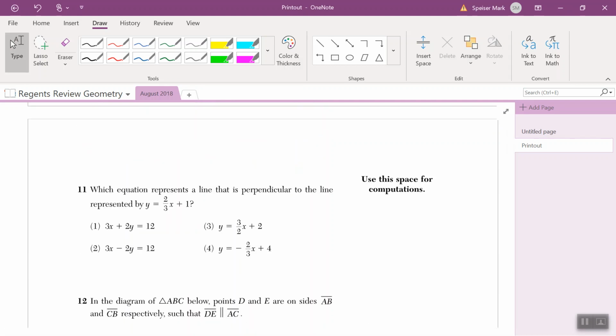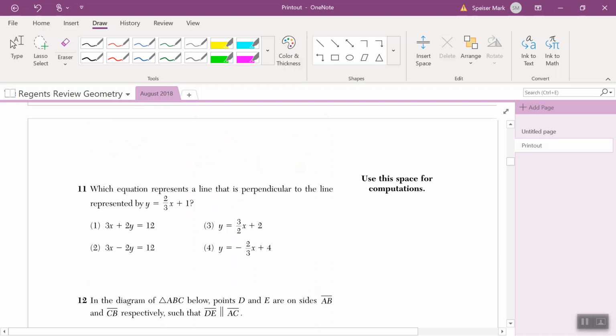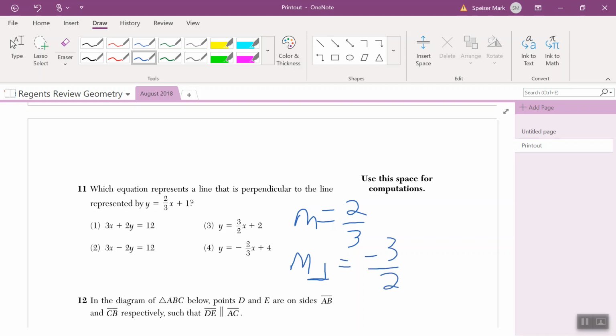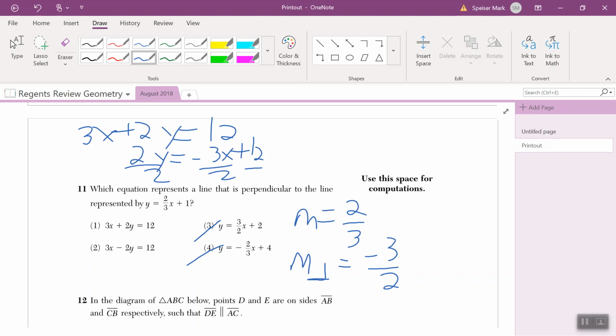Which equation represents a line that's perpendicular to the line represented by y equals 2/3 x plus 1? So if our original slope is 2/3, that means our perpendicular slope has to be the negative reciprocal, which would be -3/2. So it can't be choice 3 or 4. Choice 1 and 2, we have to rearrange them for y. So 3x plus 2y equals 12. Bring the 3x over, you get 2y equals -3x plus 12. Divide by 2. Get y equals -3/2 x plus 6. It has our desired slope of -3/2. So it's choice number 1.